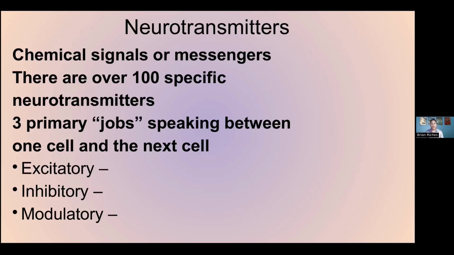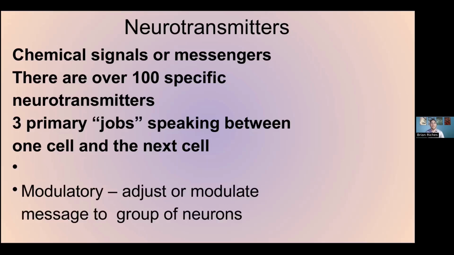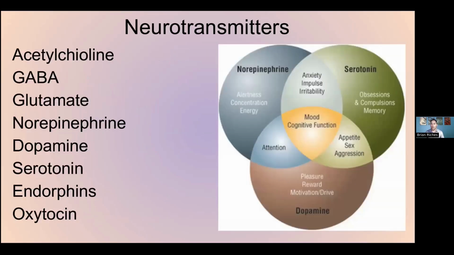So you can think of excitatory responses as do the thing or send the message. Inhibitory responses are like stop the message, don't activate anymore. And the modulatory is just adjusting or modulating the message to a group of neurons. So the main categories of neurochemicals or neurotransmitters are acetylcholine, GABA, glutamate, norepinephrine, dopamine, serotonin, endorphins, and oxytocin.